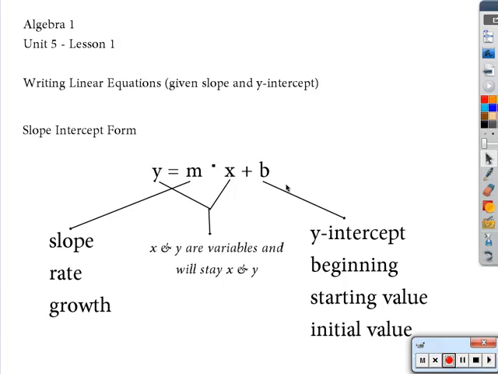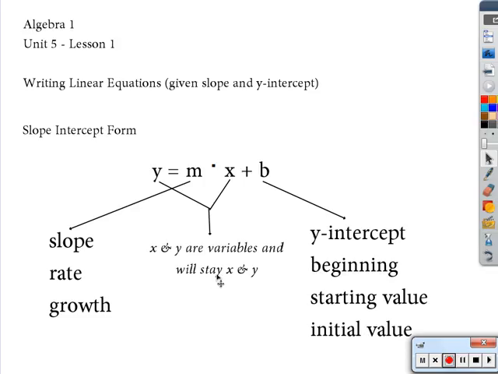Okay, so writing linear equations when you're given a slope and the y-intercept. First, just a quick review of slope-intercept form, y equals mx plus b. A couple things to remember: slope, rate of change, and growth are some key words you're looking for whenever you're reading these problems. Y-intercept, beginning, starting value, and initial value are some key words for the b value.